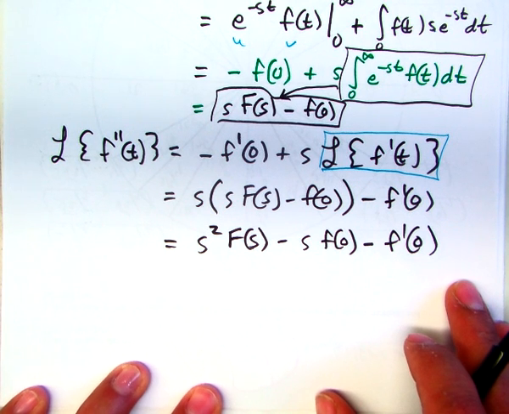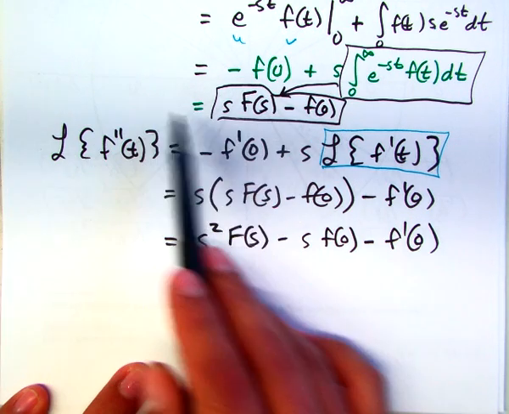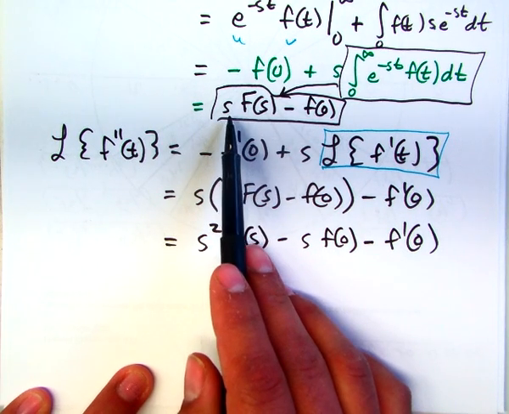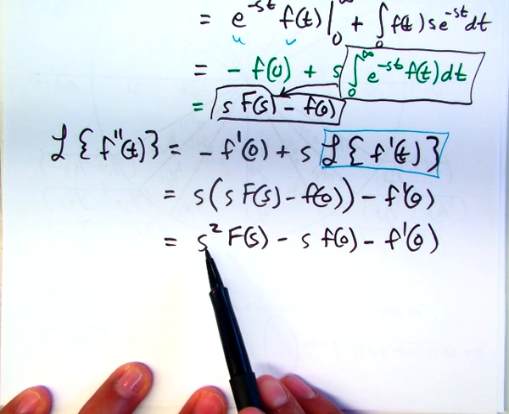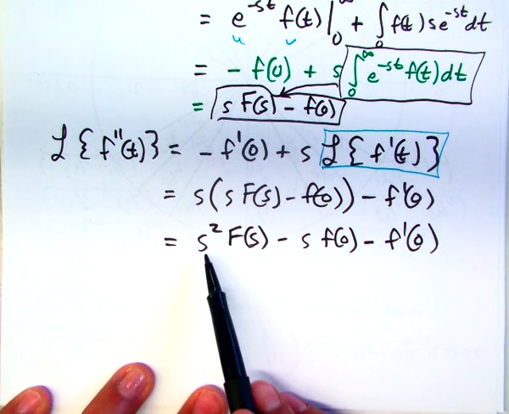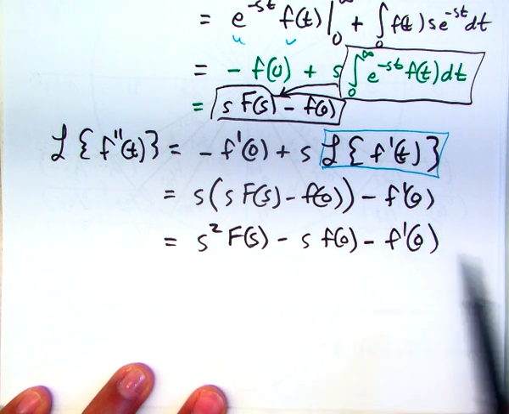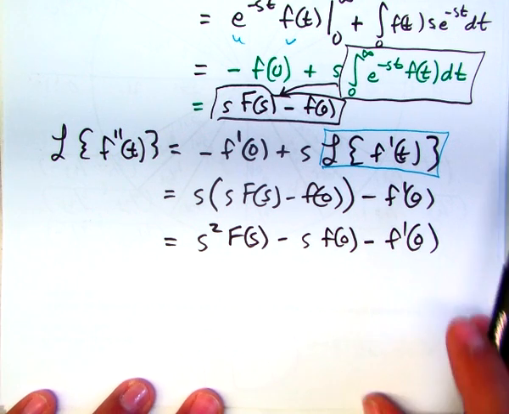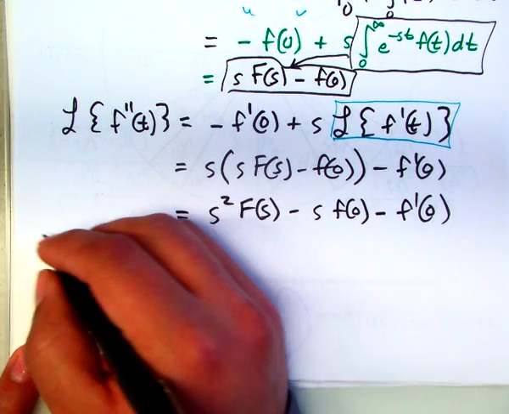Okay, and you might be able to see the pattern here. First order derivative starts with just s times the transform. Second order derivative starts with s squared times the transform. And then you basically decrease the s's by 1 each time as you work your way up from 0 derivative, first derivative, all the way up to as many as we need. So here's the general rule or theorem.